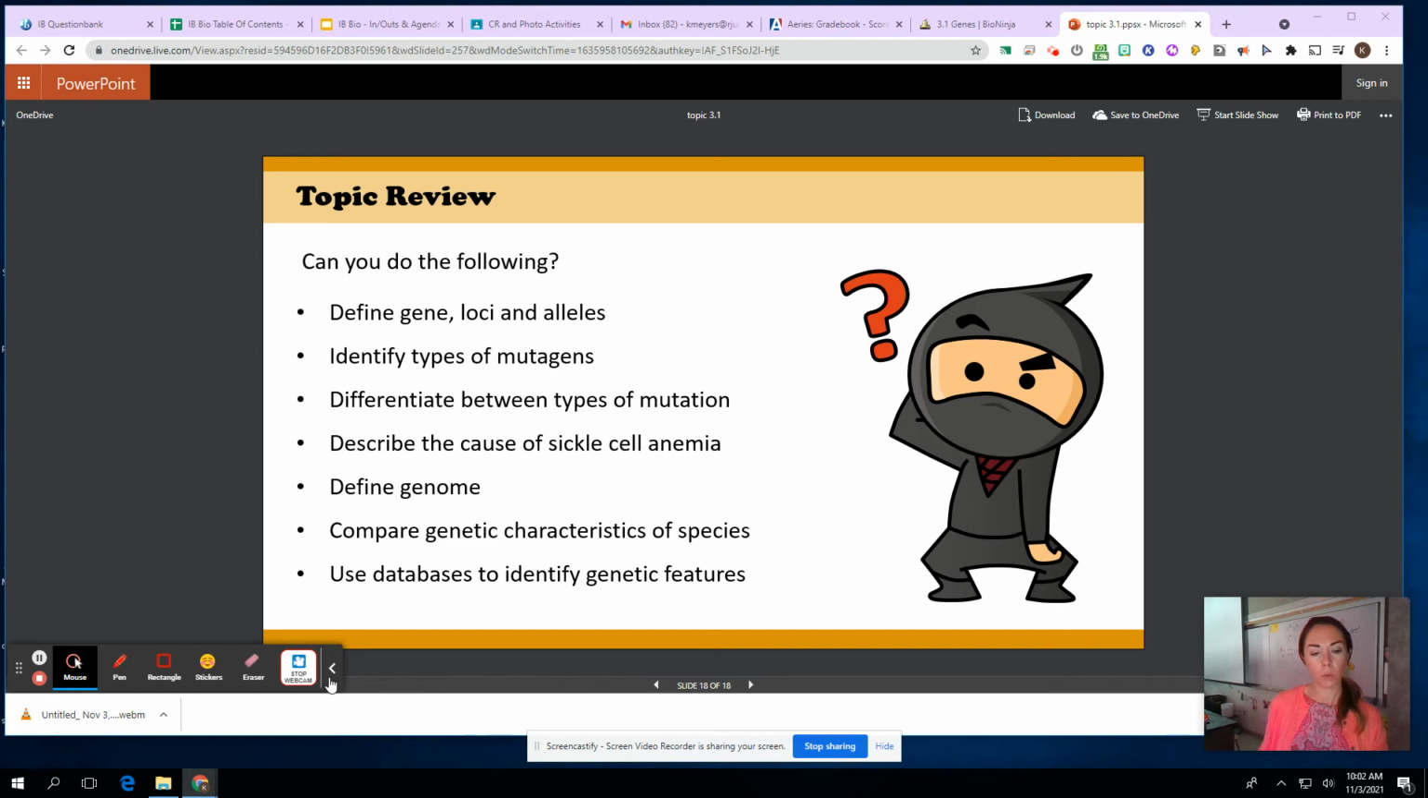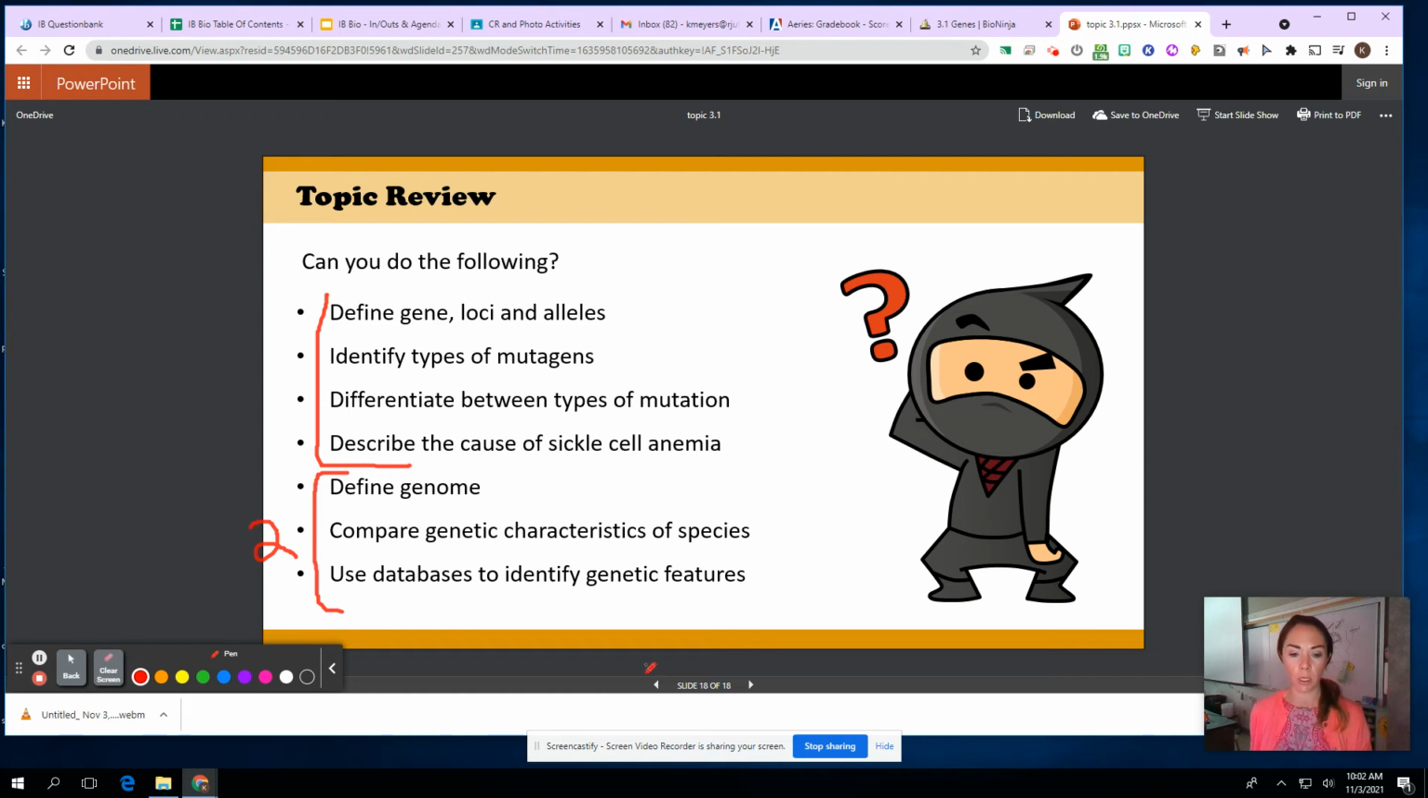All right, topic 3.1, part 2. In topic 1, we ended looking at the definitions of genes, loci, and alleles, mutagens, and types. Make sure we know those things. Now in part 2, we're going to look at a genome, actually look at the comparisons between different species, and then use databases to identify genetic features.